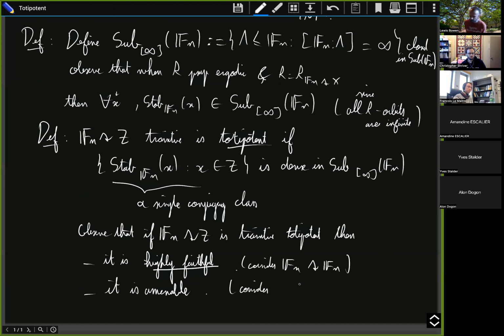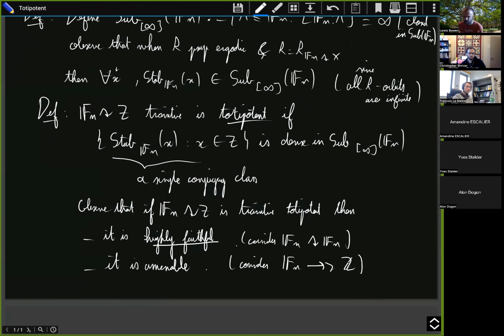And for the second one, you just need to observe that there exists an amenable Fn action over some infinite set. For instance, you can just build such an action by projecting your free group onto Z in any way you like, and then making it act on Z by translation. Okay, and so you see that totipotency will imply this amenability, because when you imitate the Følner sets of this action, you will get Følner sets for your initial totipotent action.